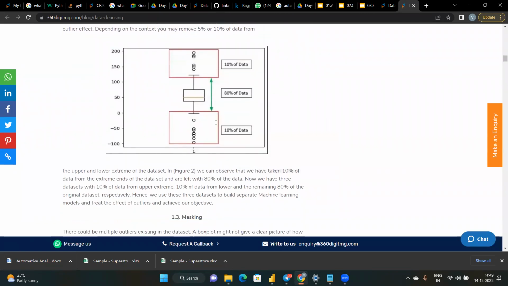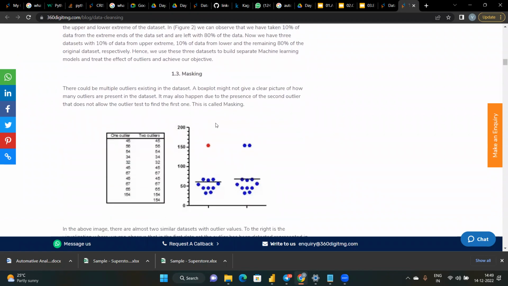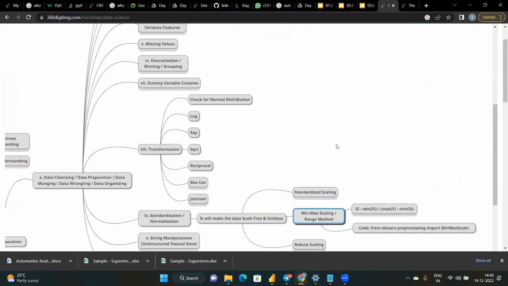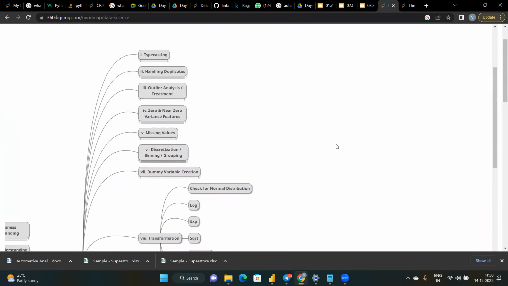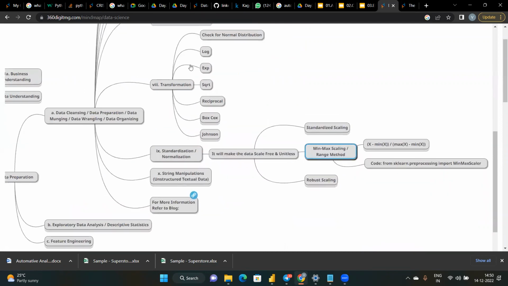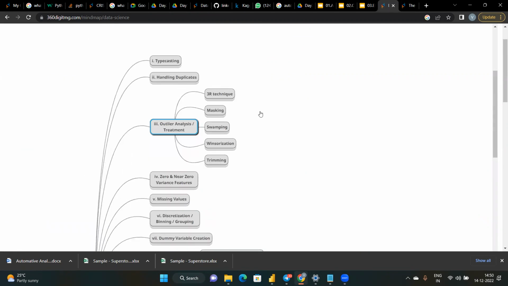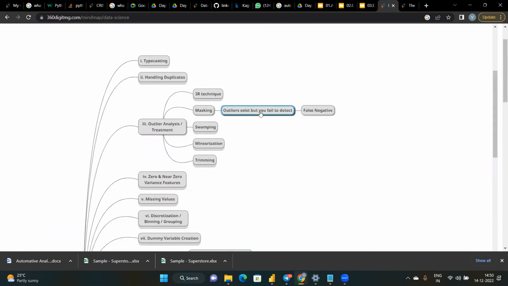So masking. When I explained about masking, we know it is not able to detect outliers. When you go to the data mind map, guys, you can see masking. Let me show you masking. When you go to outlier analysis treatment, we have the IQR technique and masking. With masking, you can see the outlier exists but fails to detect. So what is it describing? The outliers are there, but it is not able to detect them.